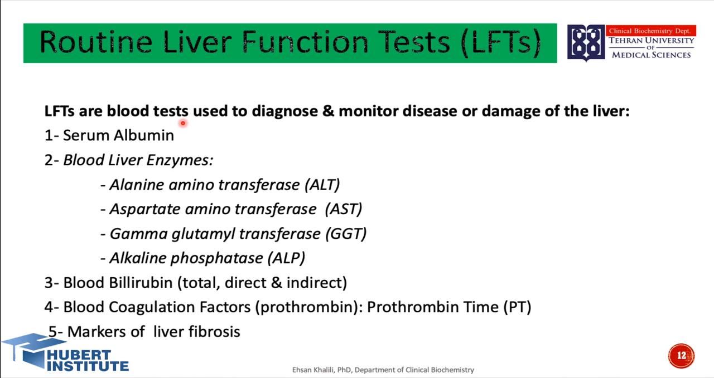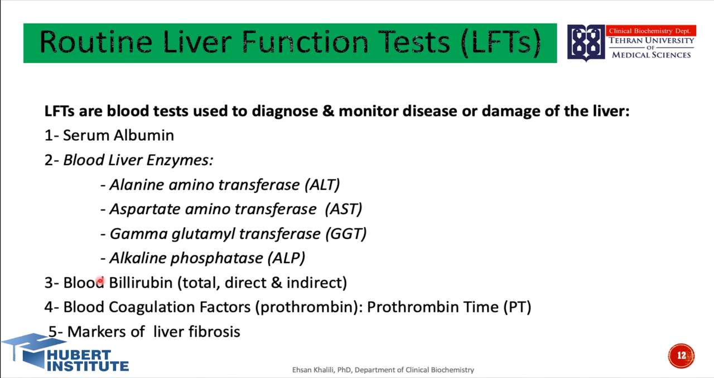So for the liver function test, we have some tests. Some of them are about the synthesis of proteins by the liver, like serum albumin. We can analyze serum albumin. And we have another group of enzymes that are useful for the liver function test. They are called blood liver enzymes. Here we have some of them: alanine aminotransferase, aspartate aminotransferase, gamma glutamyl transferase, and finally alkaline phosphatase. These are the most common enzymes useful for the liver function test.